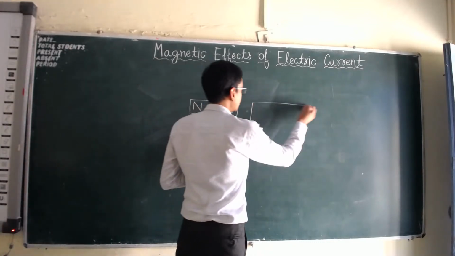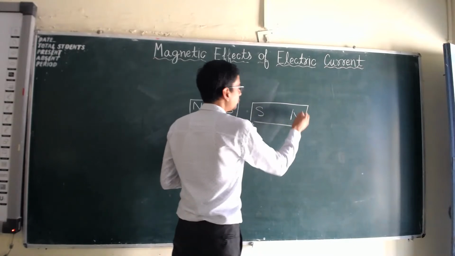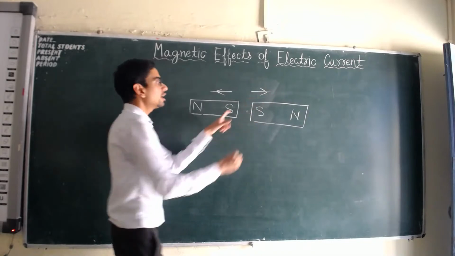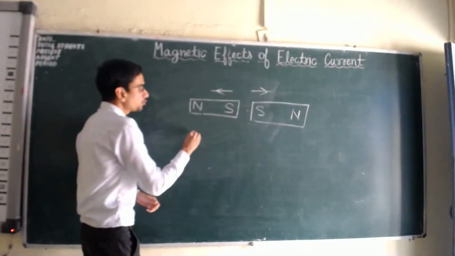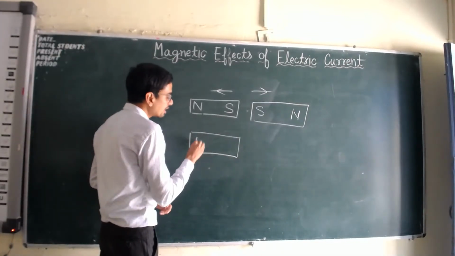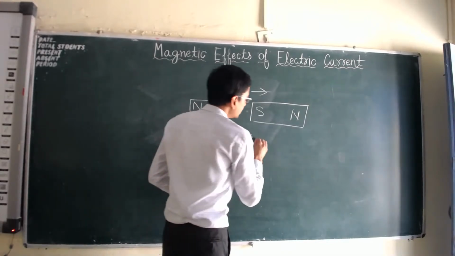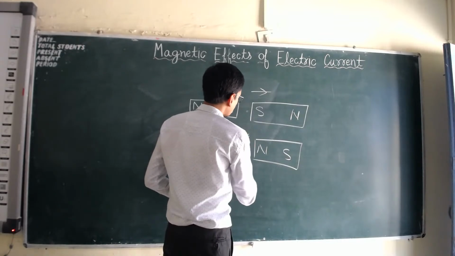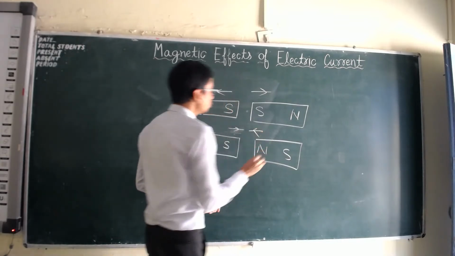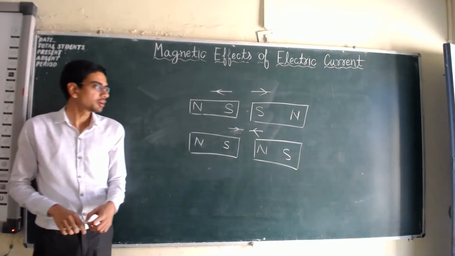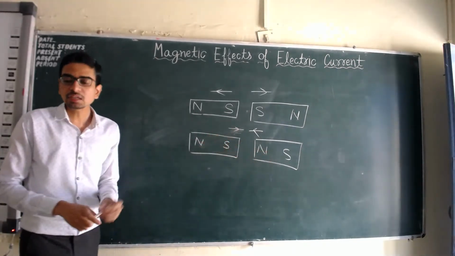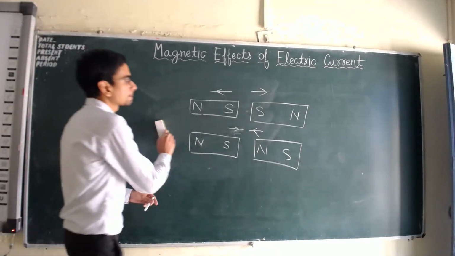So these two magnets will obviously repel each other because they are the same poles. And in this case, these two poles will attract each other, right? Because unlike poles attract each other. This is very basic, आपको ये पहले से पता है.